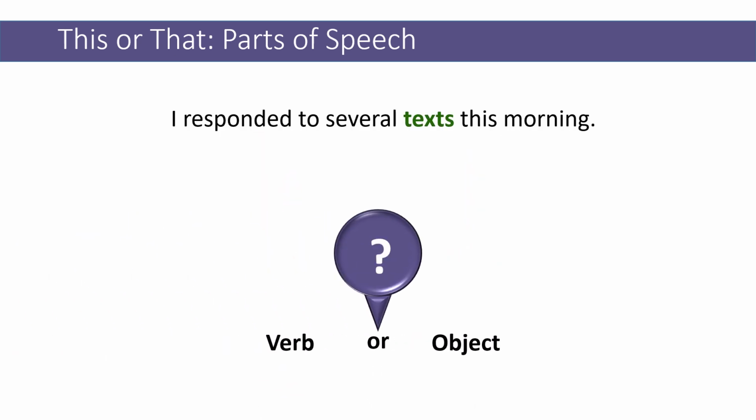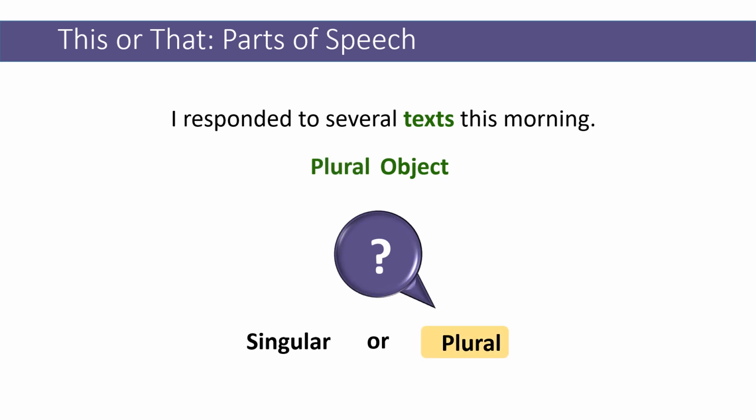Let's take a look at this one. Notice that it's the same word. I responded to several texts. But in this case, is it a verb or an object? Remember, the verb is the action of the sentence. In this case, it's the object. It's the thing that's receiving the action. It's what you responded to. So again, subjects and objects are nouns. Singular nouns do not have an S. Plural nouns do have an S. So this one is going to be a plural object.